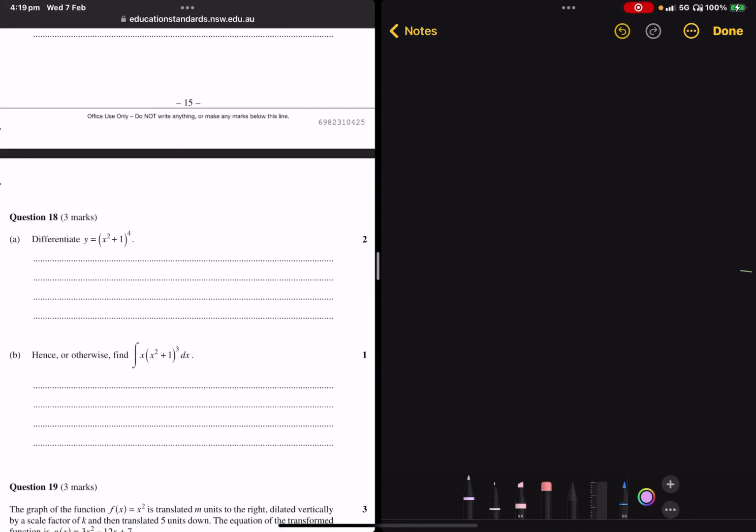Okay, so we're going to have a look at another question from the 2022 HSC Advanced Maths paper. So this is question 18. So, nice straightforward calculus question. We're told to differentiate this function. So for part A, we're told y is bracket x squared plus 1 to the power of 4.